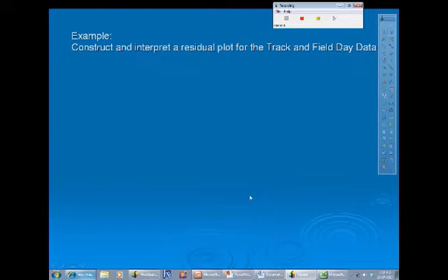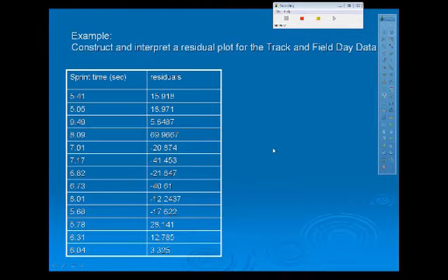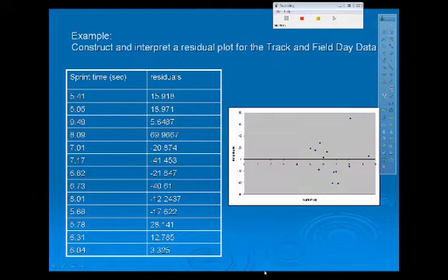Okay, so it says construct and interpret a residual plot for track and field day data. All right, so here is our track and field day data. Here's our sprint time and our residuals. Remember that on a residual plot, we are using our residuals instead of our y values. So when I plot that, this is what it looks like.